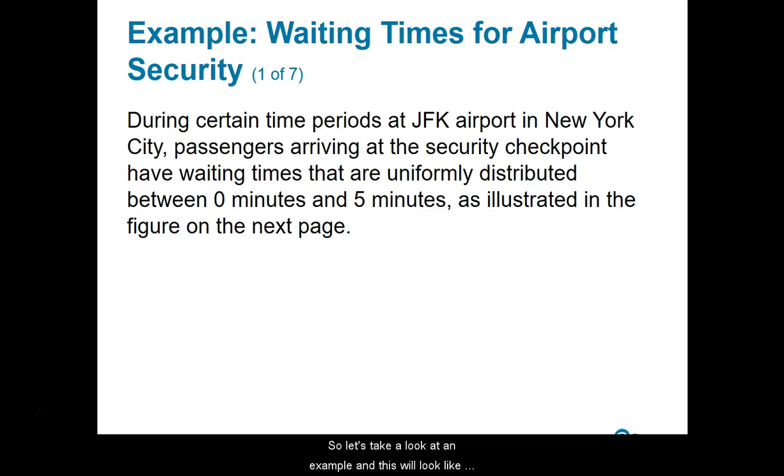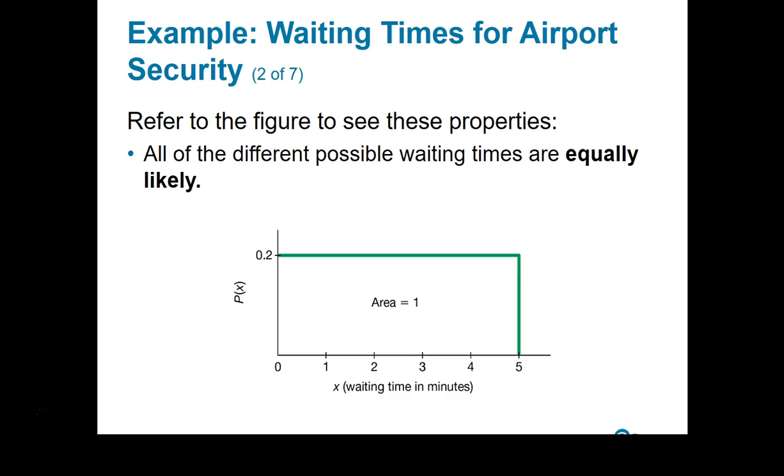Alright, so let's take a look at an example. And this is just going to look like a rectangle, and we'll see that in a moment. During certain time periods at JFK Airport in New York City, passengers arriving at a security checkpoint have wait times that are uniformly distributed between 0 and 5 minutes, as illustrated in the figure on the next page. Alright, so that means the probability of waiting any amount of time is exactly the same. However, you'll wait no less than 0 minutes, and you will wait no more than 5 minutes. And all of these probabilities are equally likely.